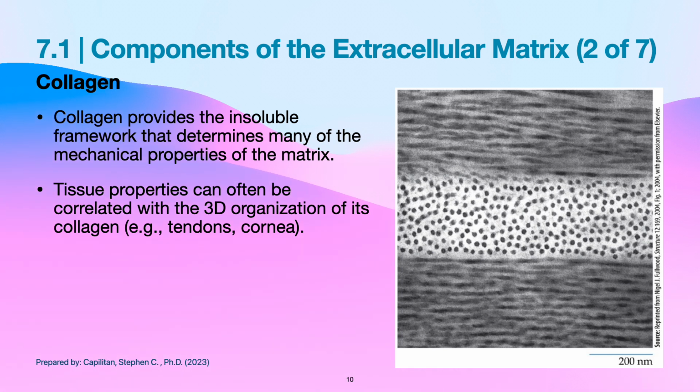Showing you here the corneal stroma, which consists largely of layers of collagen fibers of uniform diameter and spacing. So they are evenly distributed. The molecules of these alternate layers are arranged at right angles to one another, resembling the structure of plywood. Tissue properties can often be correlated with the 3D organization of its collagen, such as in your tendons and your cornea.